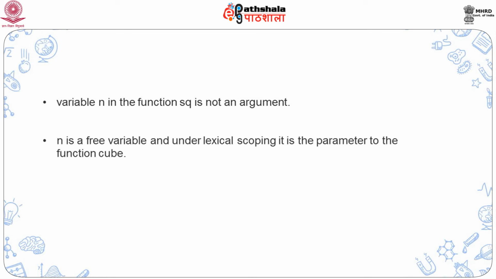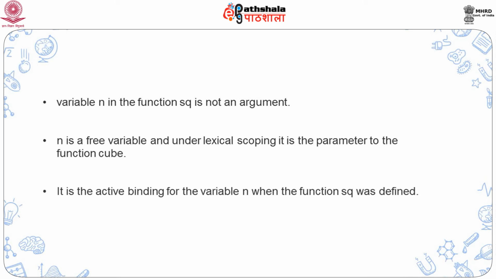The variable n in the function square is not an argument. So, it is a free variable, and under lexical scoping it is the parameter to the function cube. It is the active binding for the variable n when the function sq, or square, was defined.